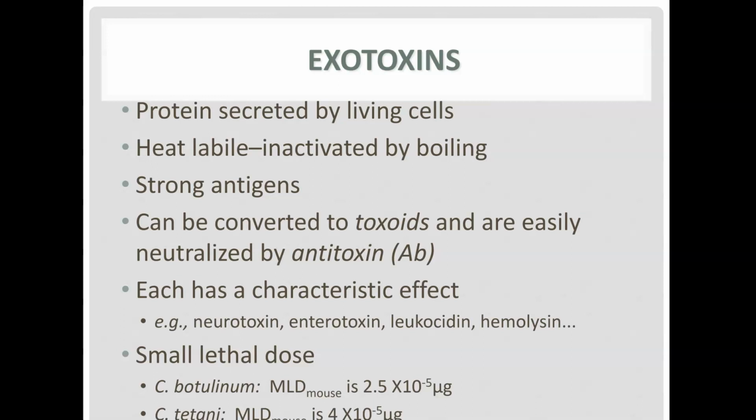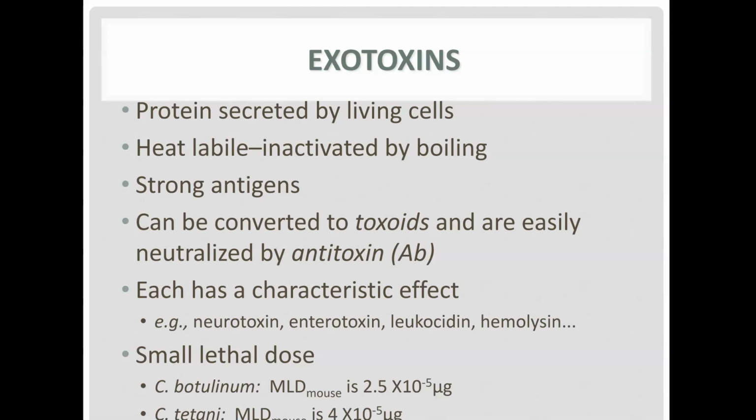The good news is that they're heat labile, which basically means we can destroy them quite easily by boiling. Basically heat sterilization. If we autoclave something or boil it, we will sterilize it and remove any of those exotoxins, because remember that proteins get denatured quite easily by high temperatures.